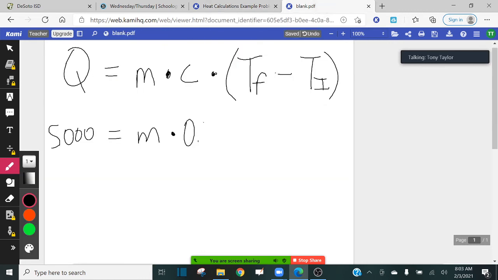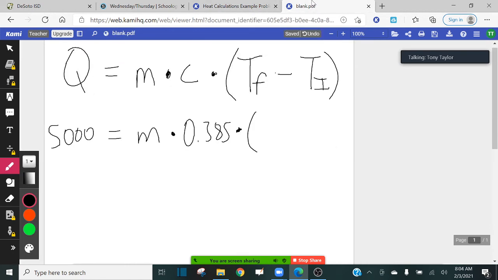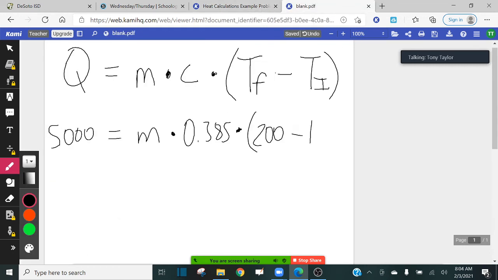So 0.385 is the specific heat of copper. All of that gets multiplied by the final temperature of the copper. Notice the final temperature of copper was 300. I'm sorry, not 300, 200. The final temperature of the copper was 200. And the initial temperature of the copper was 100.